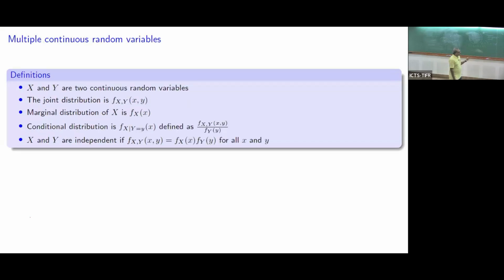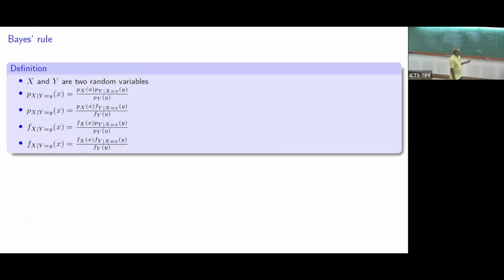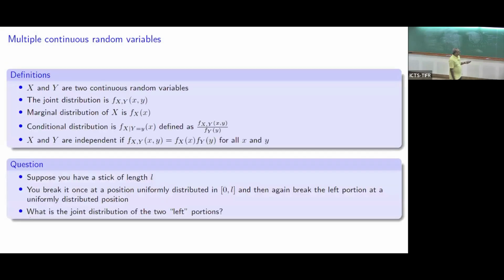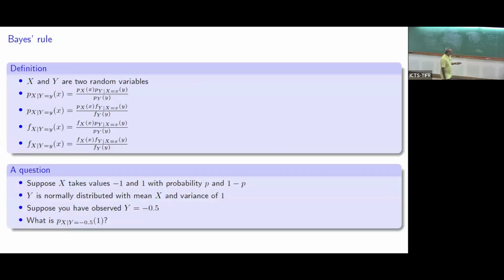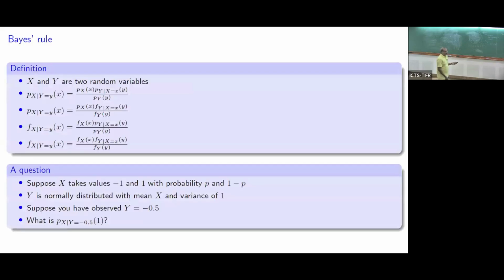Similar to multiple discrete random variables, you can also have multiple continuous random variables and things like that. So what I'll do is I'll stop here. We will again start with Bayes rule, and we will use that for Bayesian inference in the next section. Any questions here?